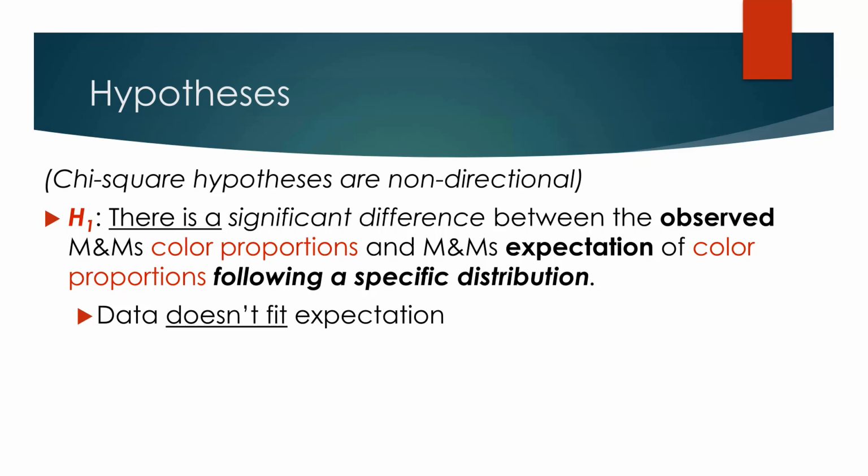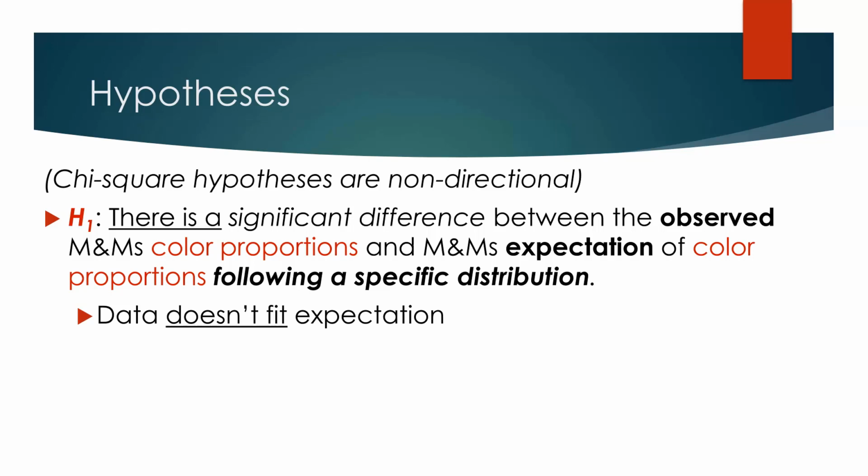And then the end of the sentence should specify what the assumption you're using is. Now, in our scenario, our assumption is following a specific distribution, right? M&M's theory. So the expectation that we're comparing our observed to is operating under the assumption of a specific distribution. If it was the assumption of equally distributed groups, then it would say expectation of color proportions following equally distributed groups. You would say something to that effect. So you've got to add in at the very end, after you mention the expectation of the variable, what is the assumption of the expectation that you're going with? Specific distribution or equal distribution?